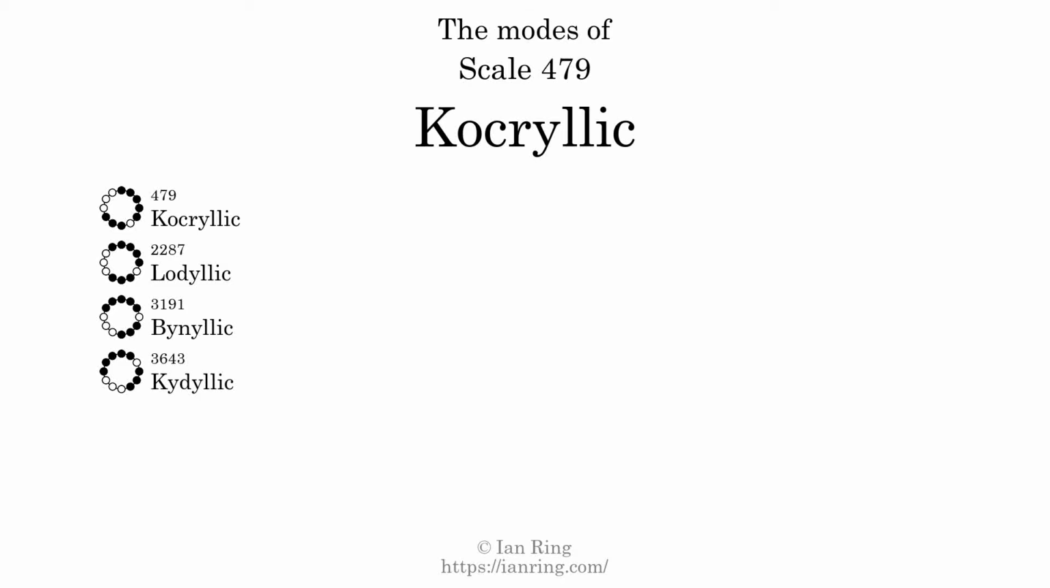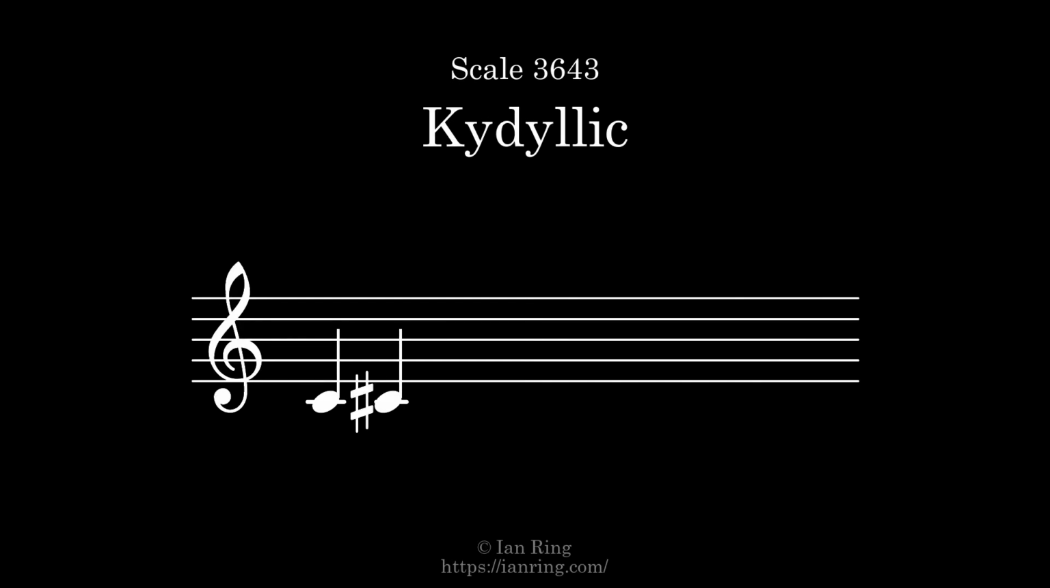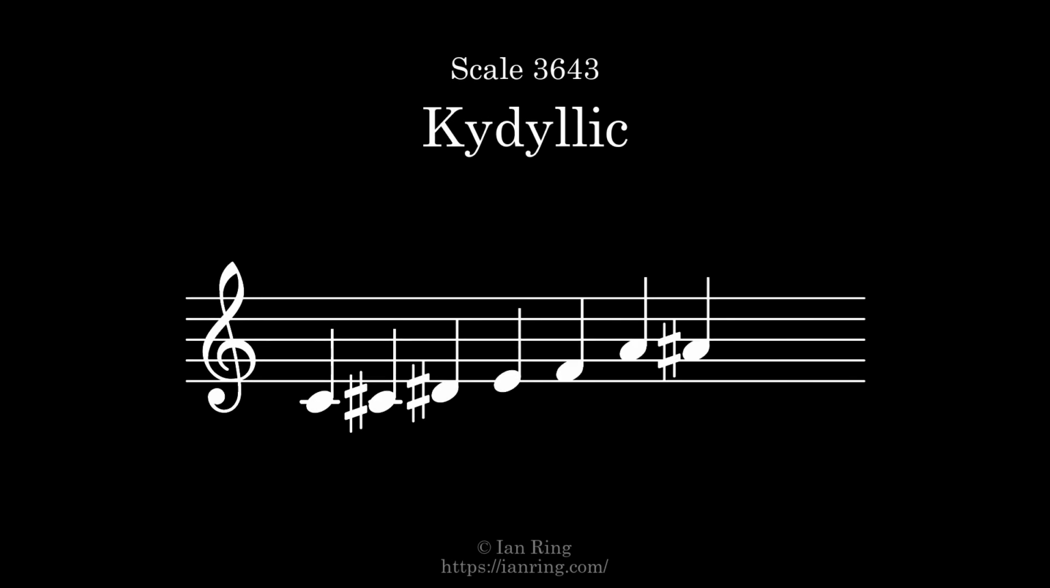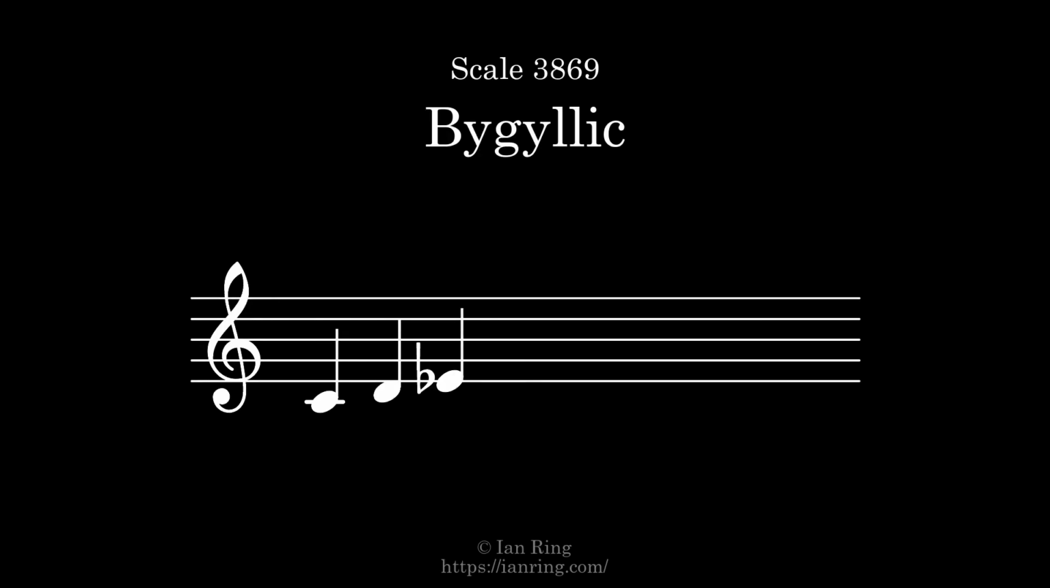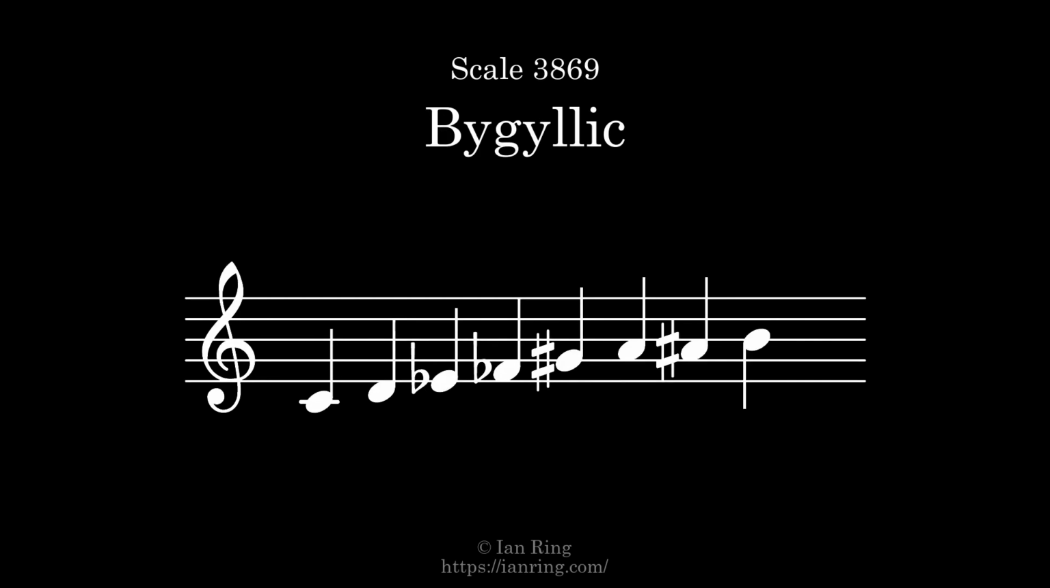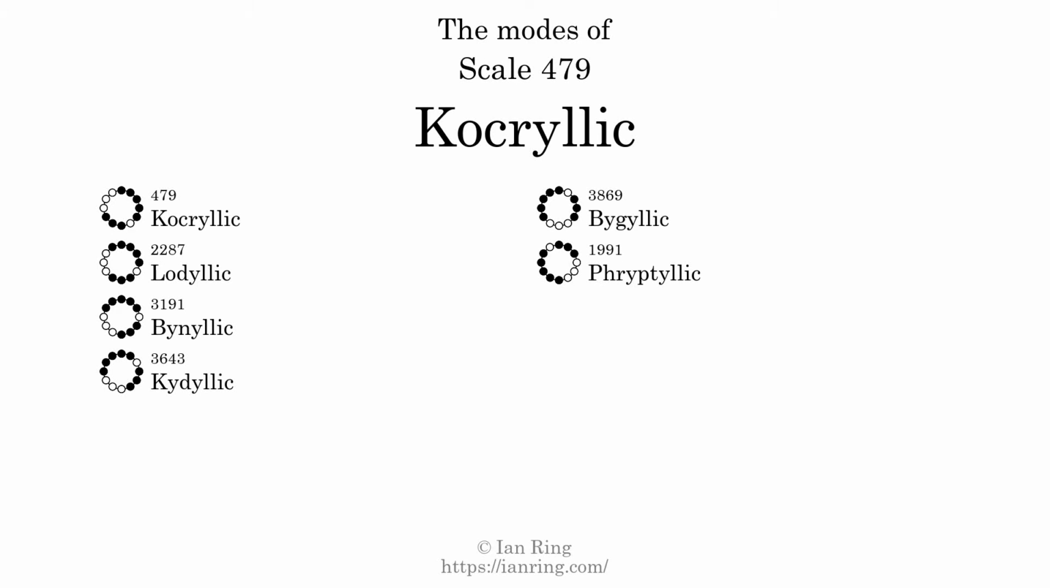The fourth mode is scale 3643, also known as Kocryllic. It sounds like this. The fifth mode is scale 3869, also known as Kocryllic. It sounds like this. The sixth mode is scale 1991, also known as Kocryllic. It sounds like this.